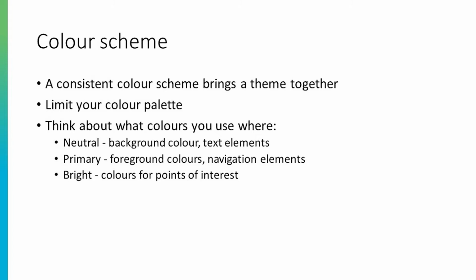So when you're creating your color palette, you basically need 3 sets of colors to put into your dashboard. So you need your neutral colors, which you'll use for your backgrounds and for text. You need your primary color. So this is 1 or 2 colors that you would use as your main color on your dashboard. So these are used for the foreground colors and for navigational elements.